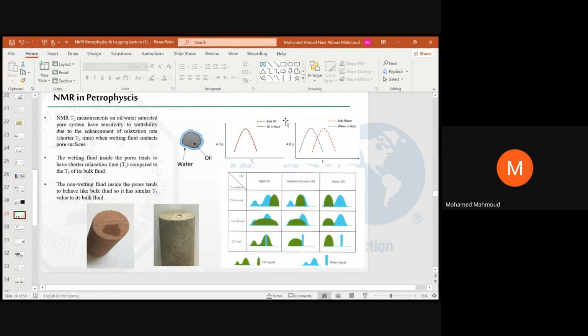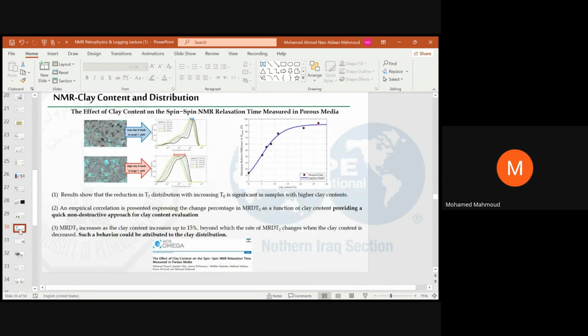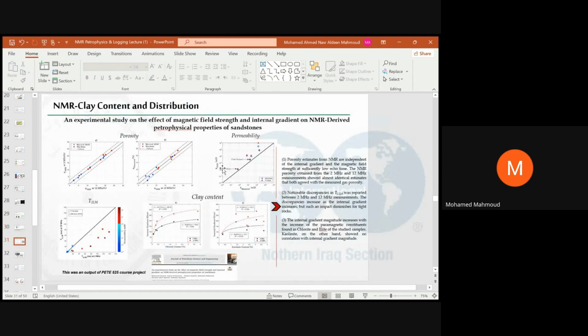In summary, NMR can be used to quantify the rock wettability much better, even than the contact angle and maybe some other lab measurements. Clay also impacts the performance of the NMR. For example, here we have rocks with different clay content. The higher the clay content, the more it affects the NMR response. And from this, by just having the T2 number itself, we can see how much clay we have in the formation.